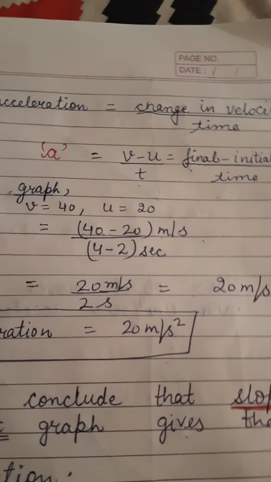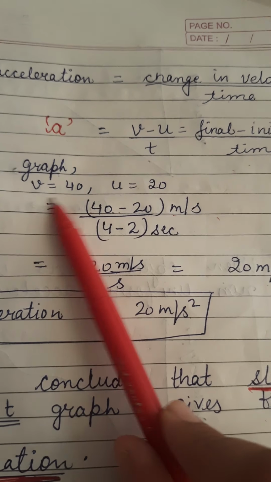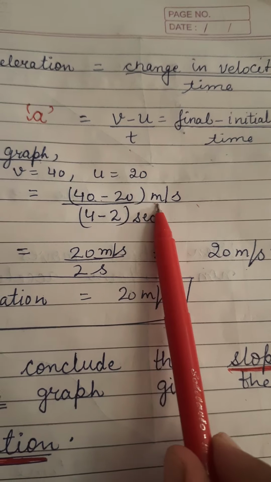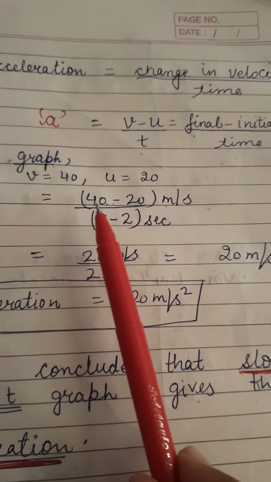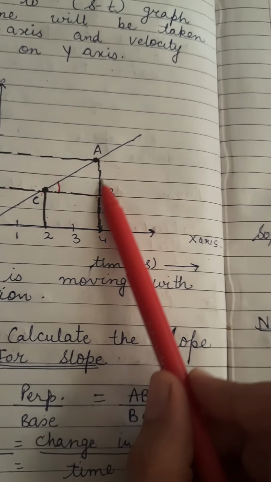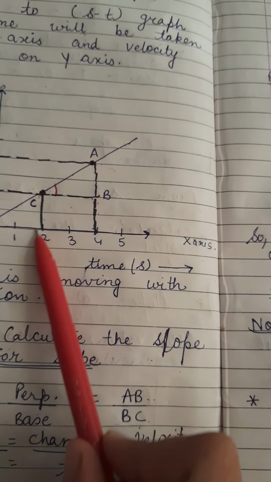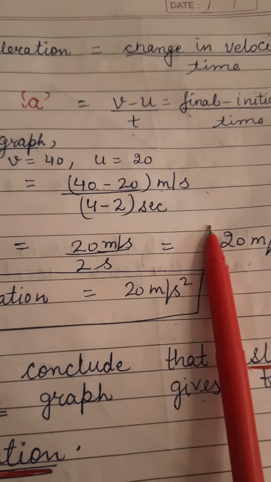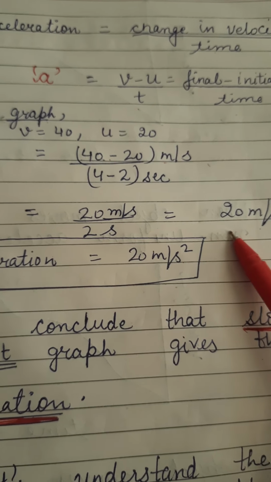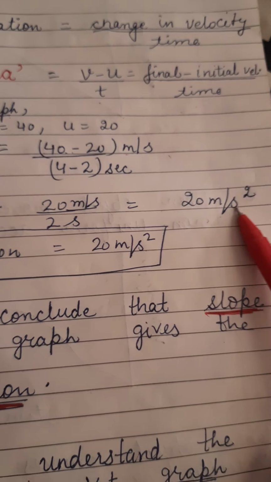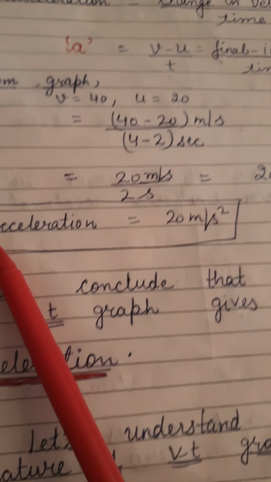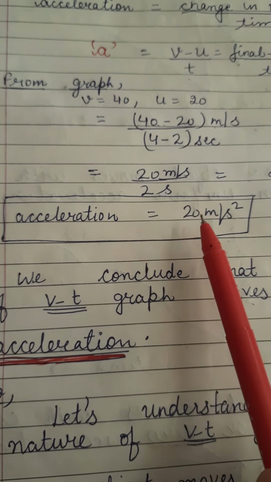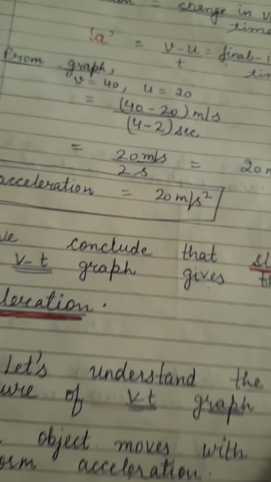We will put the values of V, U and time. 40 minus 20 meter per second upon time is, with respect to A it is 4 and with respect to C it is 2. 4 minus 2 seconds. And after dividing you will get 20 meter per second square. It is the acceleration. Means acceleration is equal to 20 meter per second square.